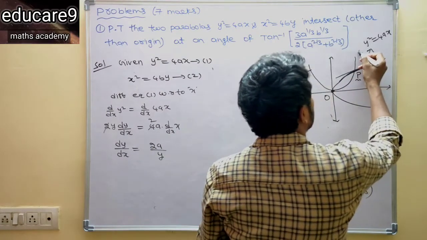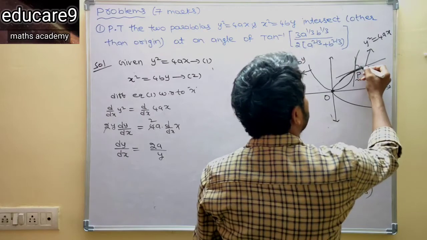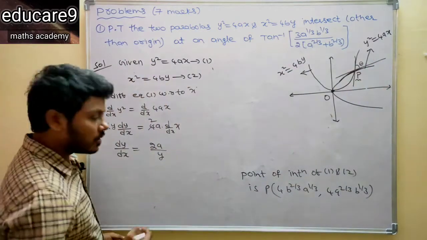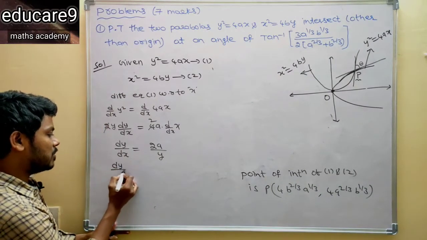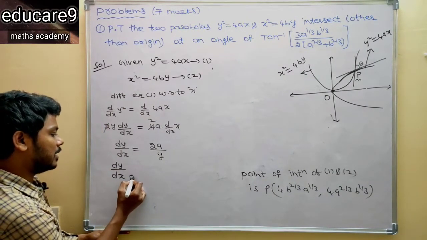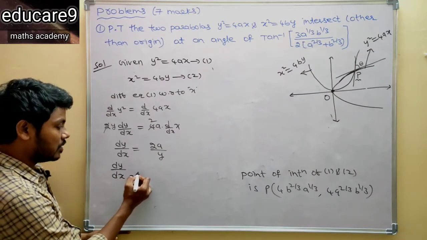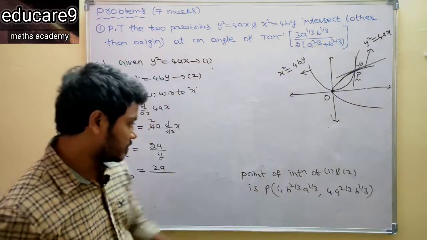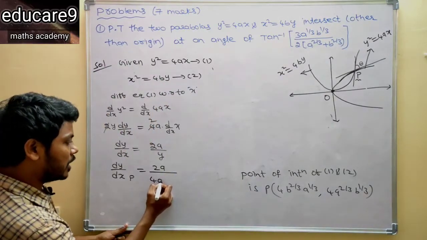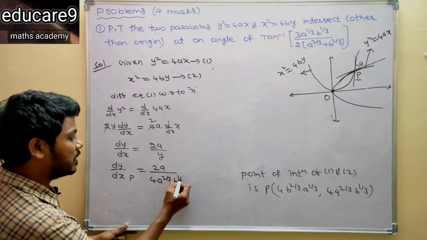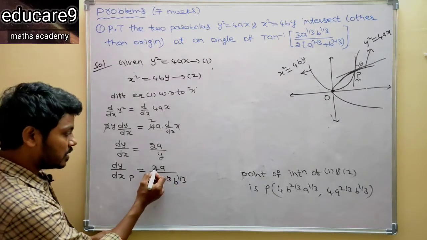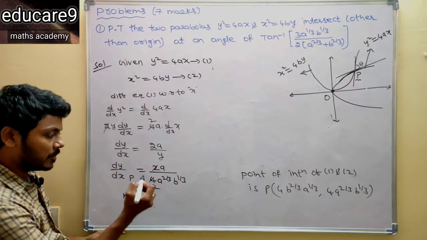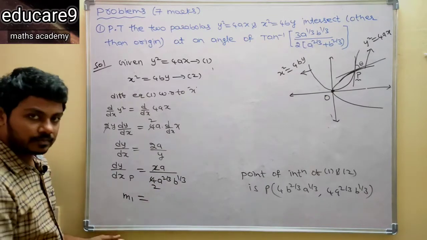The angle between two curves is the angle between their tangents. Now, dy by dx at P is 2a by the y coordinate, this one, 4a power 2 by 3 b power 1 by 3. So this is some m1. What is m1?